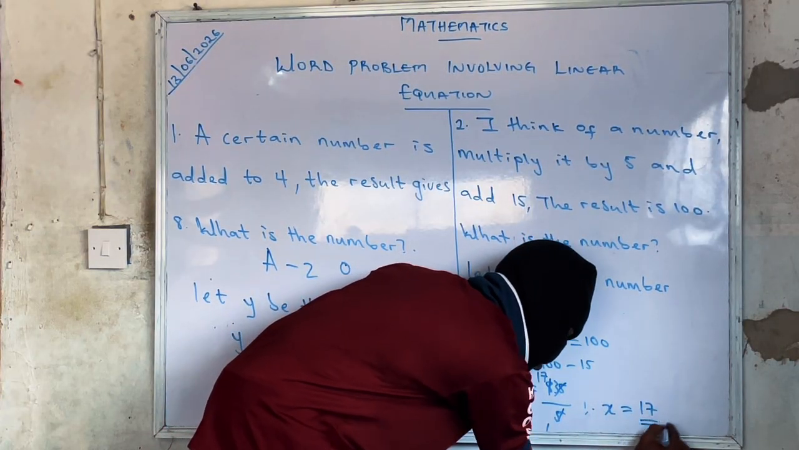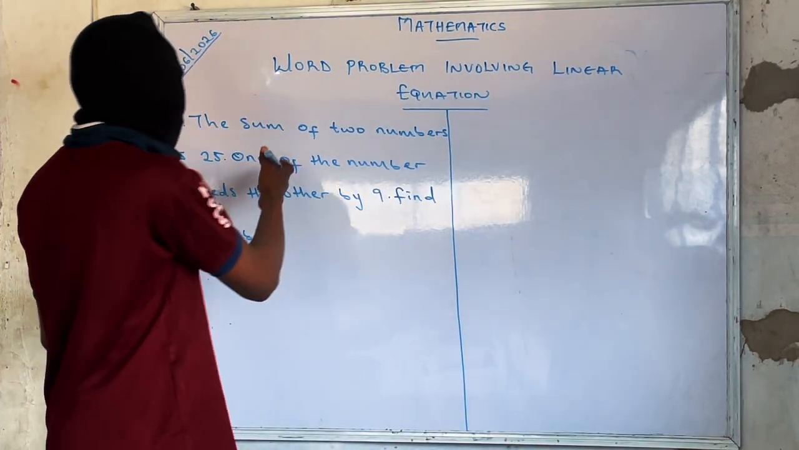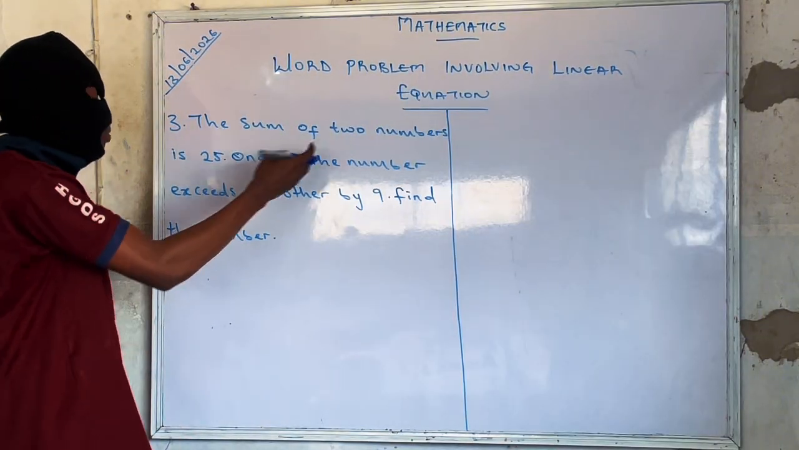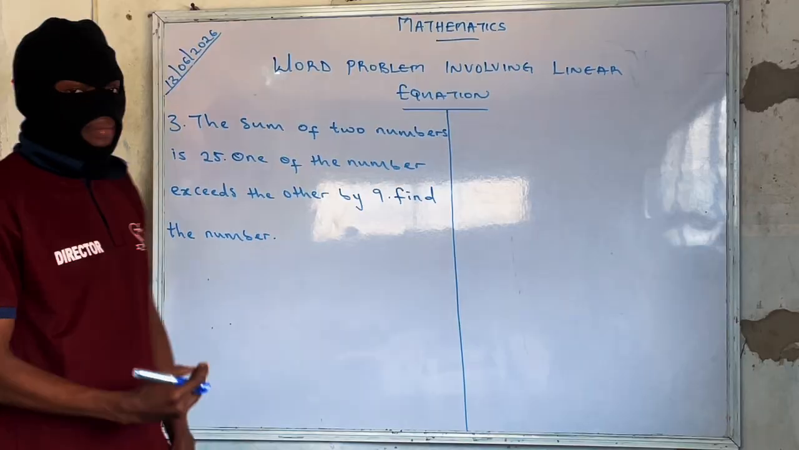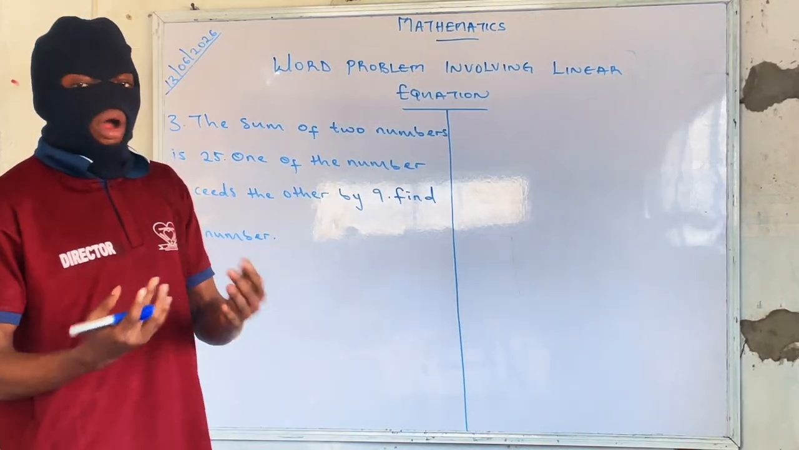Now, look at the third question. It says that the sum of two numbers is 25. One of the numbers exceeds the other by 9. Find the numbers. Now how do we go about this?